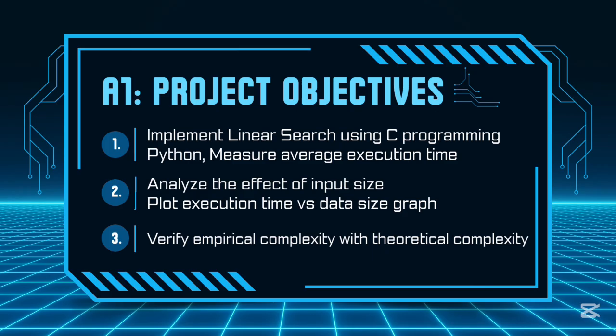The specific objectives for Part A were threefold. First, to implement linear search using C programming and measure the average execution time. Second, to analyze the effect of input size by plotting the execution time against the data size. And finally, to verify the empirical complexity with the theoretical complexity.